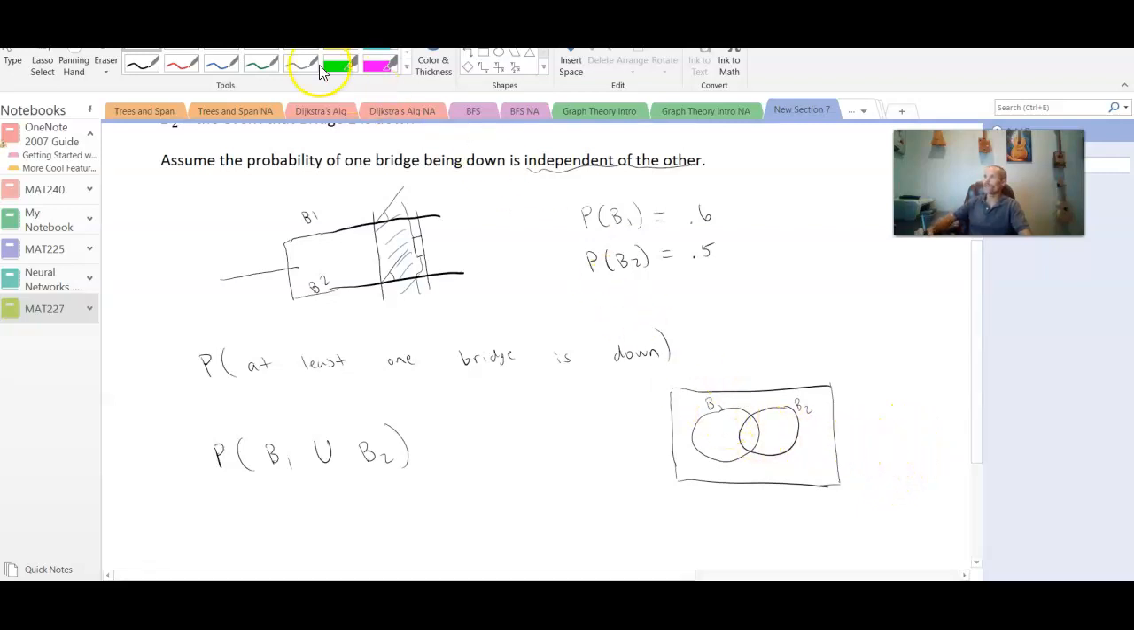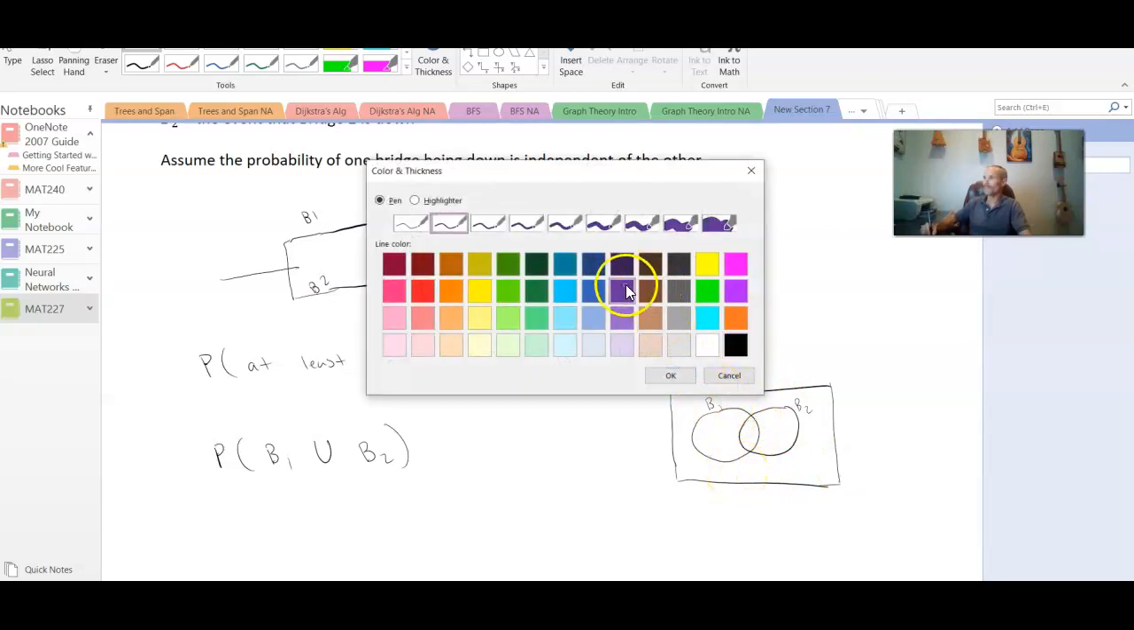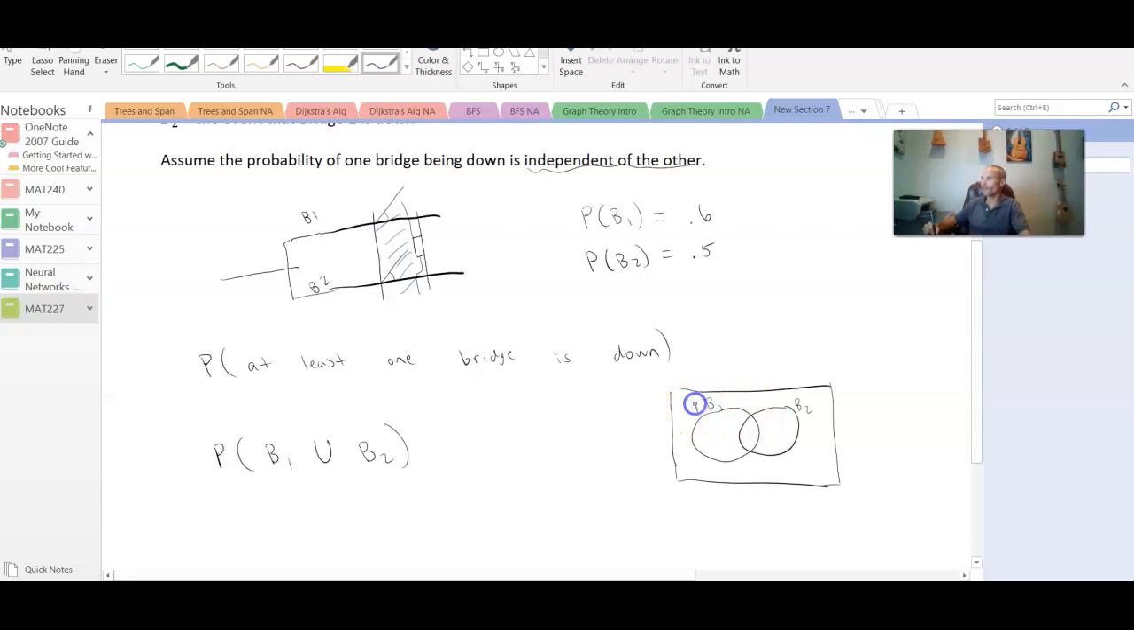Now, if the probability of bridge 1 being down is 0.6, and the probability that bridge 2 is down is 0.5, it might be tempting to just add these two probabilities together. And the fault in that, of course, is going to be that if we add 0.6 and 0.5, then we get an overlap, right? We've basically double counted this area.